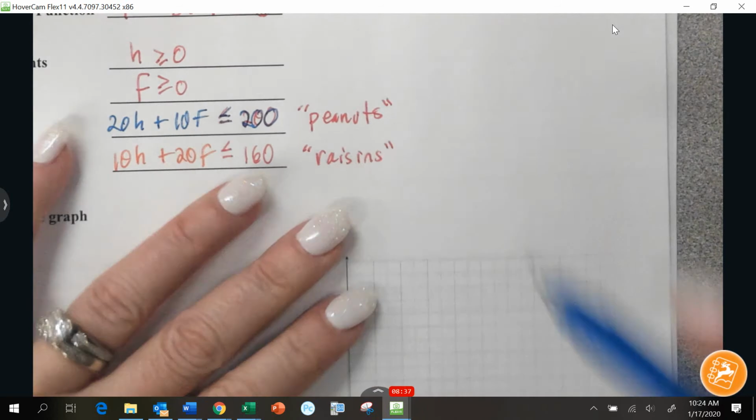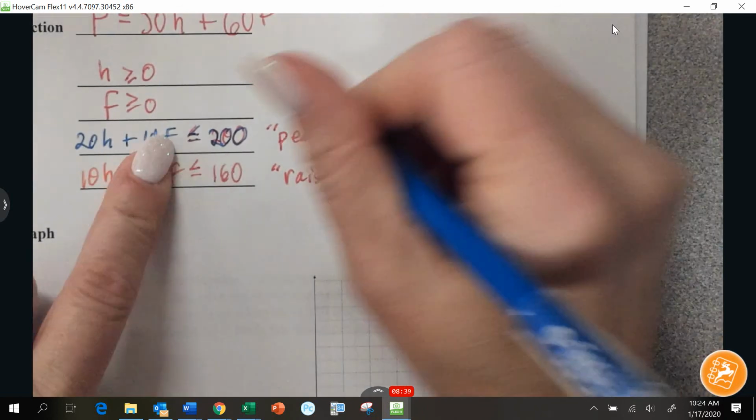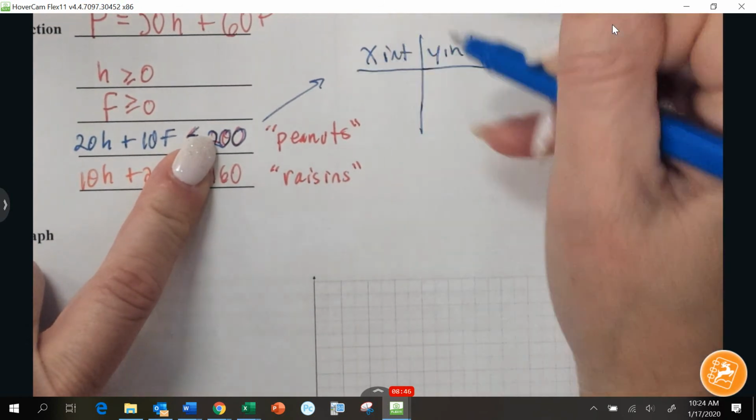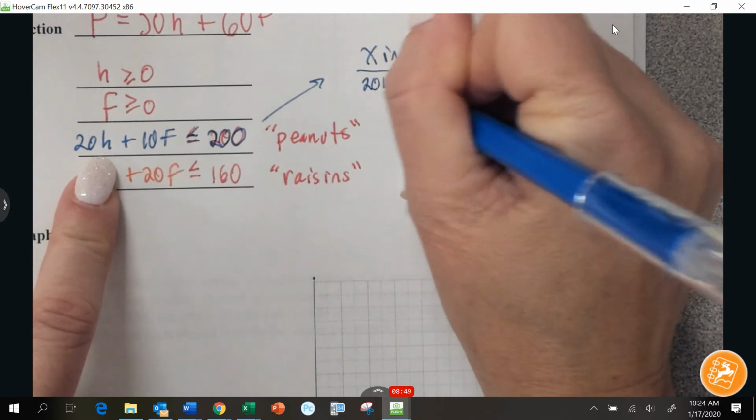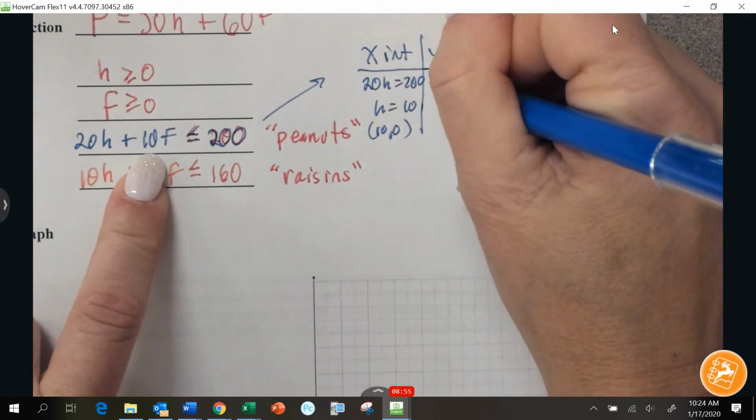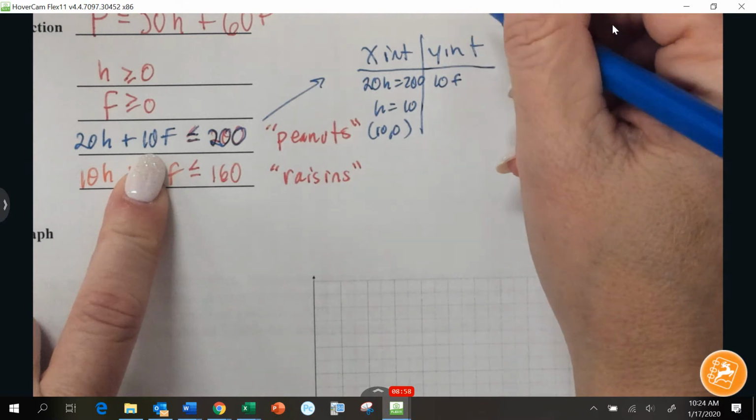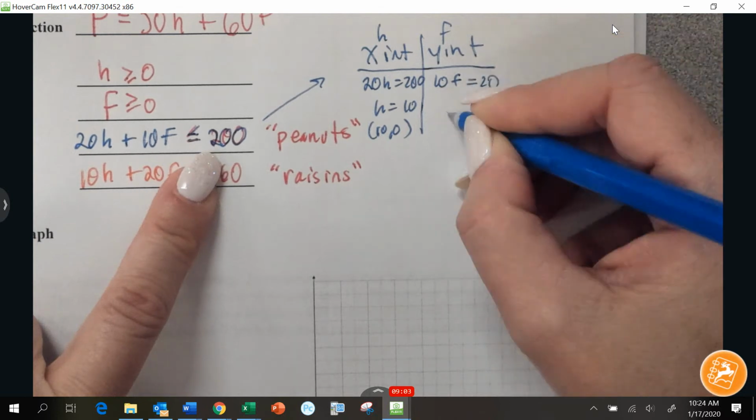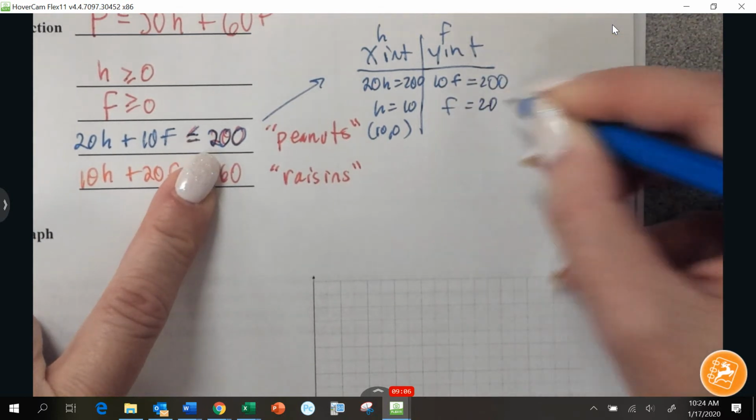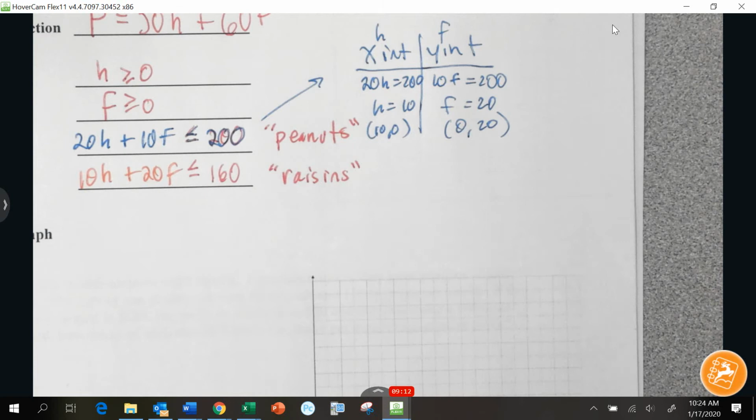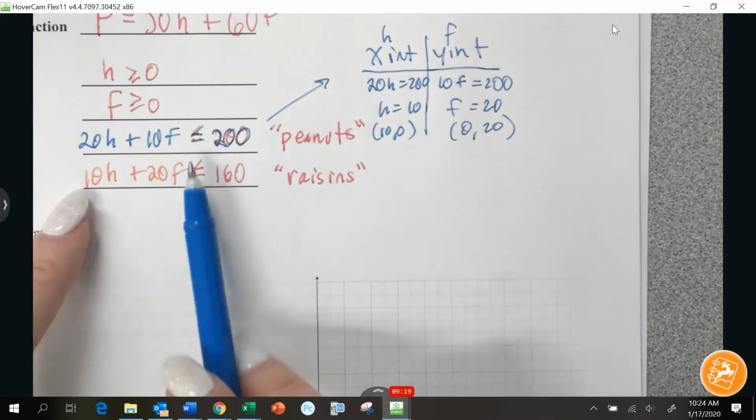So with the peanuts constraint, if I do my x and y intercepts, my x-intercept will be 20H equals 200, so H is 10. And my y-intercept will be 10F equals 200. I called it Y, I really should call it the F-intercept. So F is 20. So we have 0, 20. Just looking at that one alone, my scale has to fit 20 numbers at least. I better check the other one also.